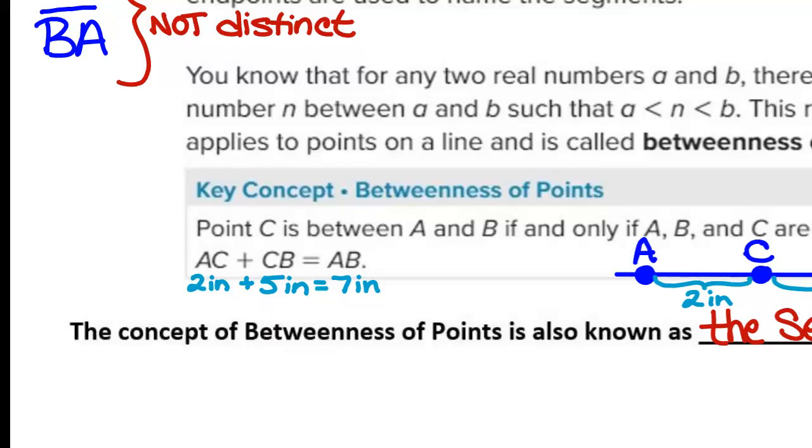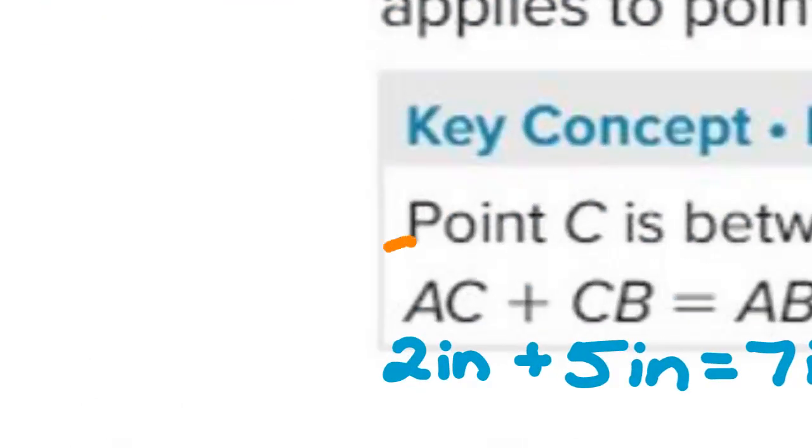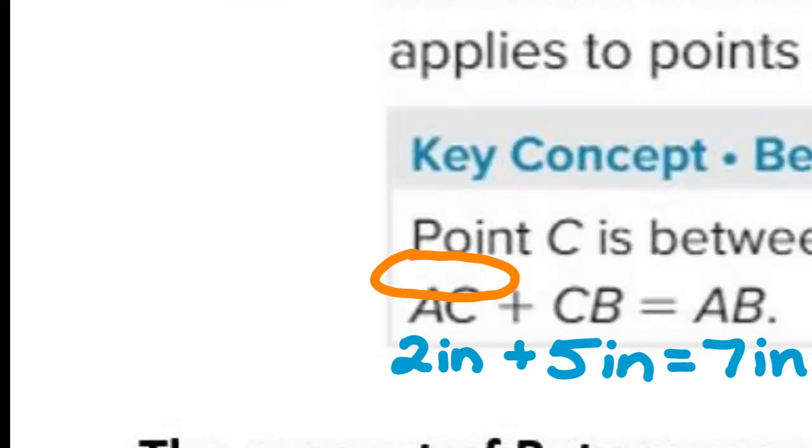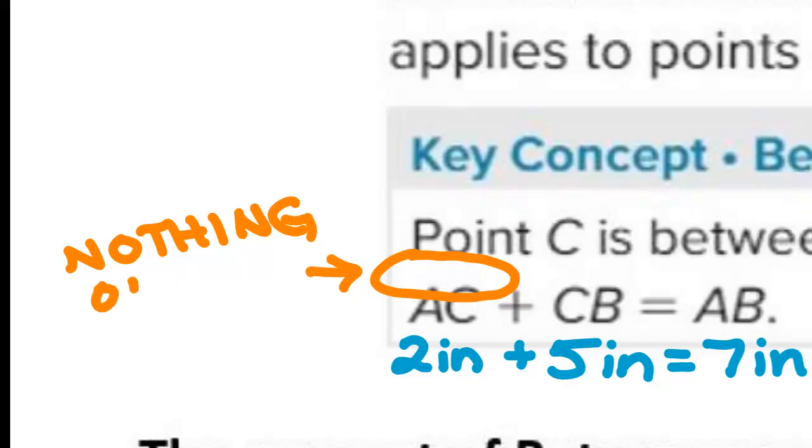Now, before we go and try some practice with this, I want you guys to notice something about this. Down here, where it says AC plus CB equals AB, do you notice how there's nothing over the top of those letters? There's no line with arrows. There's no dash over the top. When there's nothing over the top like this, it means length or distance.